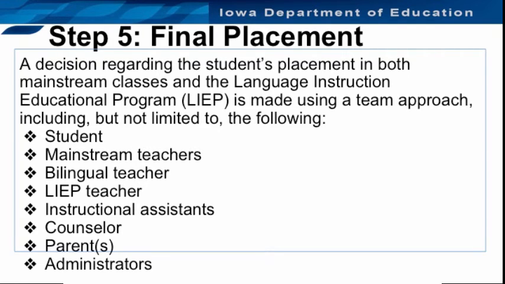A decision regarding the student's placement in both mainstream classes and the language instruction educational program is made using a team approach, including but not limited to the following: the student, if the student is of such age that it's appropriate to include him or her in the process, mainstream teachers, the bilingual teacher, the language instruction education program teacher, instructional assistants, counselors, parents, and administrators.